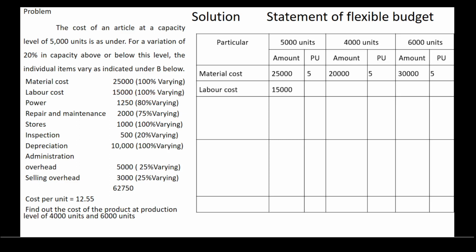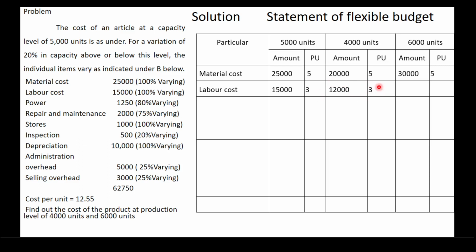So now we calculate the cost per unit as 15,000 divided by 5,000 units. So here the cost per unit is rupees 3. This cost per unit of 3 is constant in the 4,000 unit and 6,000 unit levels also. So under the 4,000 units, the cost per unit is rupees 3, multiplied with the 4,000 units. So now that amount is rupees 12,000.